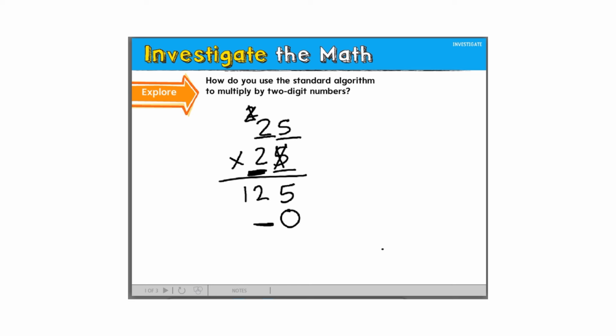Now I'm going to multiply with the 2. So I have 2 times 5 is 10. So I'm going to put a 1 up here and a 0 underneath. 2 times 2 is 4. Plus 1 more is 5. Going to add up those 2 columns and I get 5, 2, 6. 625. That's what I got.